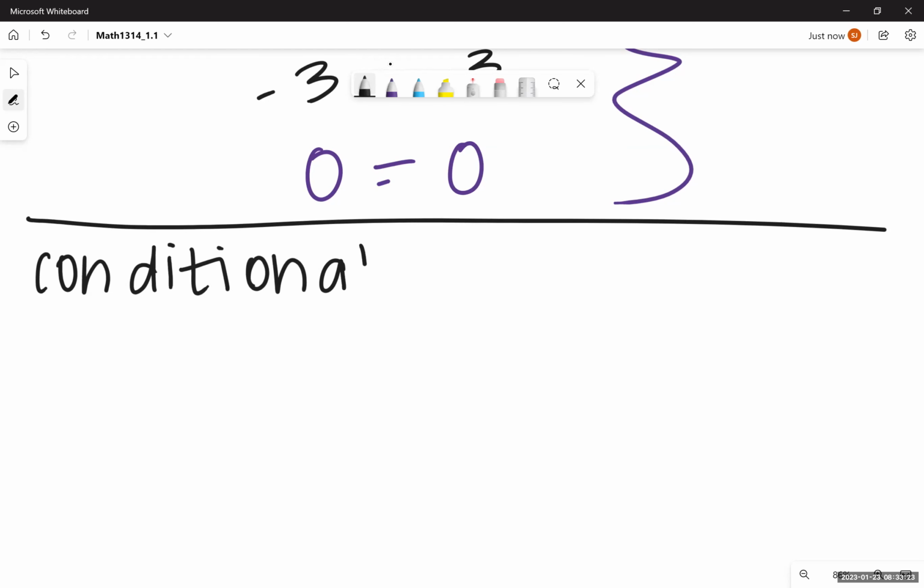Conditional quite literally means that there's conditions on what the answer is, what it can be, the only thing that makes something true. Okay, identity, 0 to 0, all real numbers, everything makes it true. Conditional is only true for some values, not all. That's what we write.